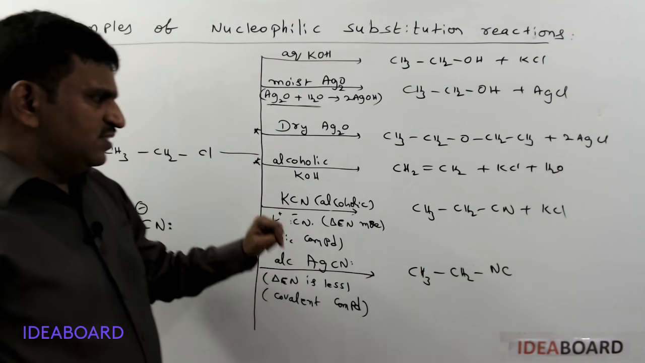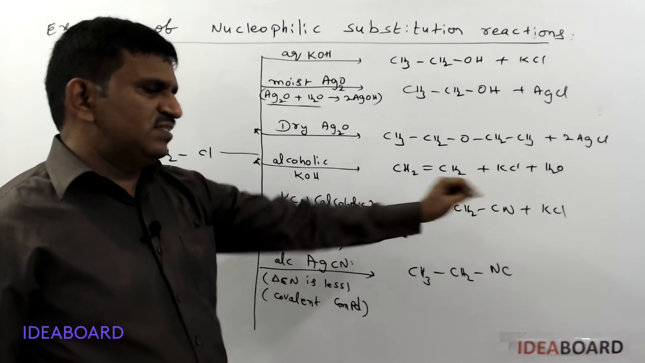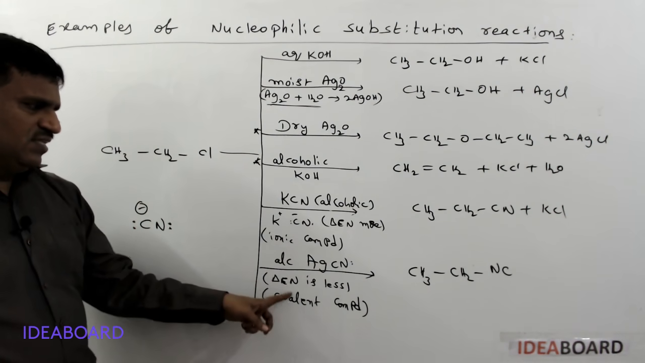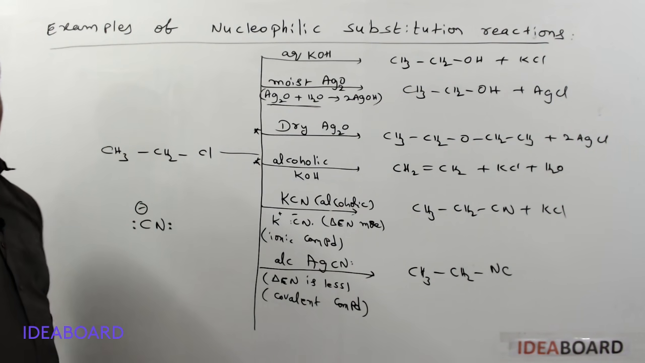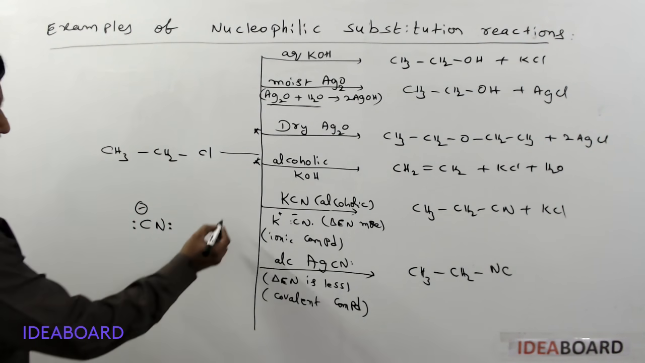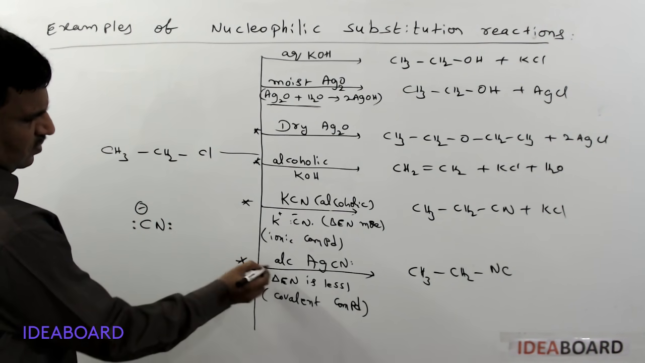So if alcoholic KCN is given, you will get ethyl cyanide. If alcoholic AgCN is given, you will get ethyl isocyanide. So please remember, these reactions are also important.